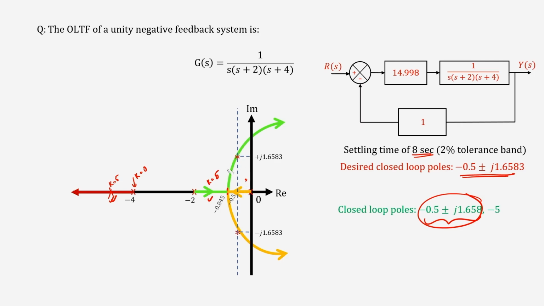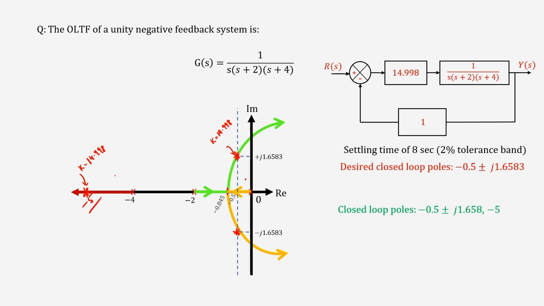Now, at k equal to 14.998, I am at this point. Okay, at k equal to 14.998, I am at this point. So, at k equal to 14.998, this branch will also have some point, right. So, k equal to 14.998 will be this. So, it turns out that this is nothing but minus 5.